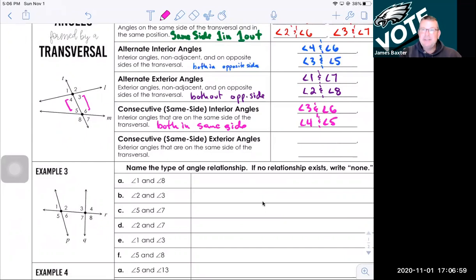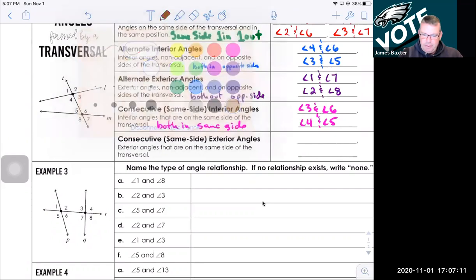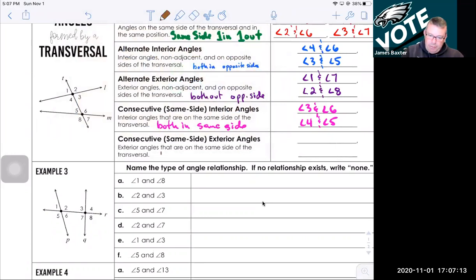Consecutive same side exterior angles. I got to be honest, I'm not too sure how much we're going to work with them. As of right now, the ones we just gave you are probably the most, well, we'll see. So consecutive, same deal, both out, same side. So 1 and 8. They're right there, 1 and 8. And then on the other side would be angle 2 and angle 7.